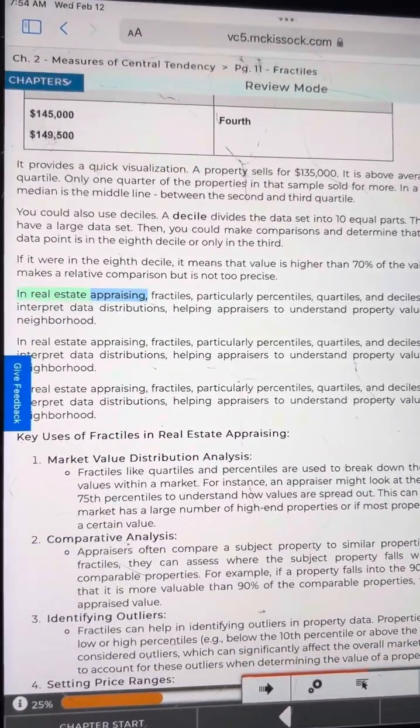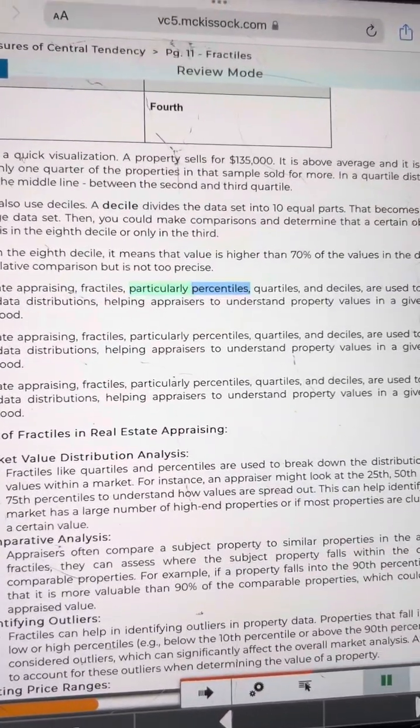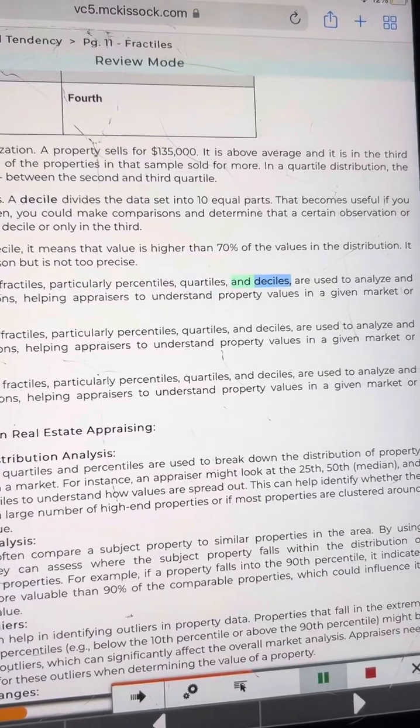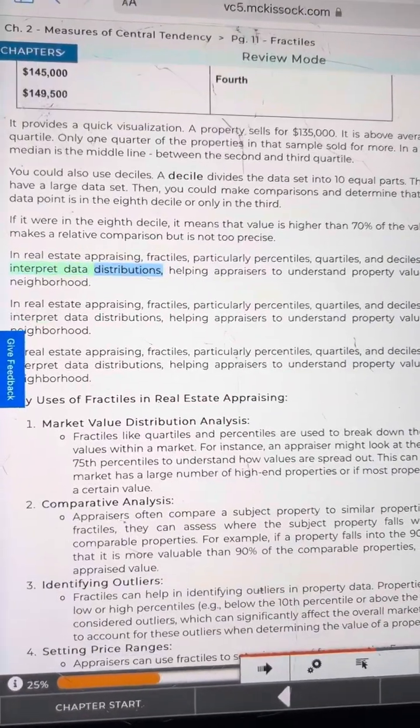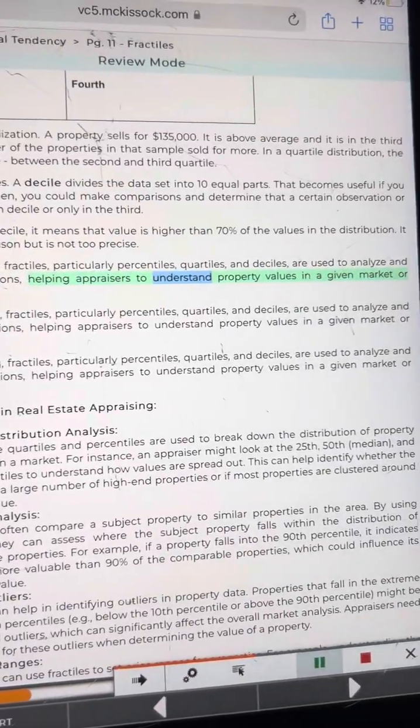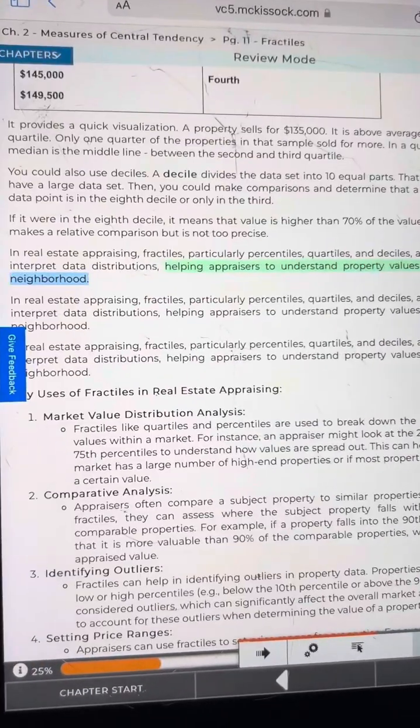In real estate appraising, fractiles, particularly percentiles, quartiles, and deciles, are used to analyze and interpret data distributions, helping appraisers to understand property values in a given market or neighborhood.